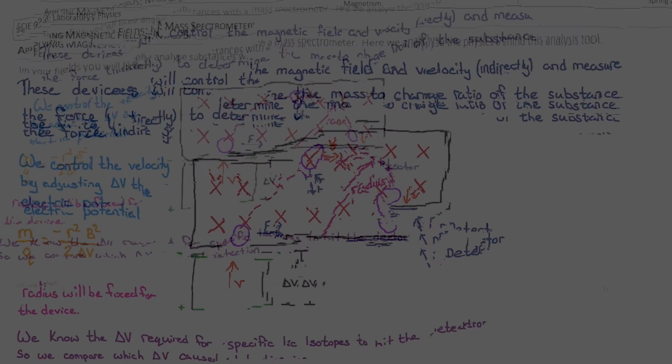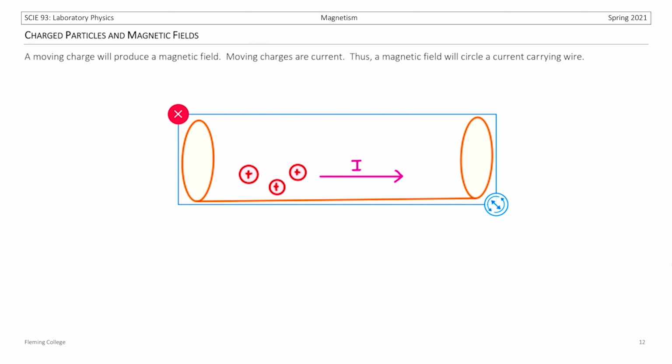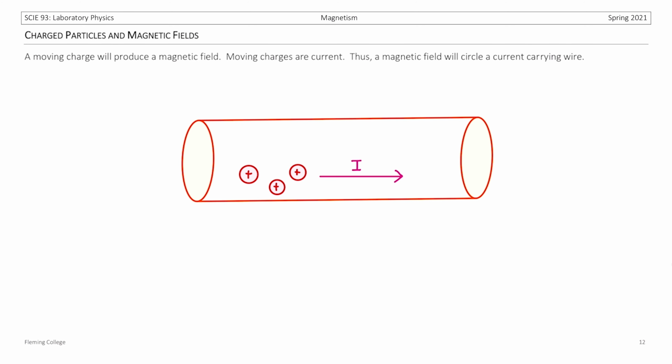One concept that's not immediately evident is that a moving charge will produce a magnetic field. Remember, moving charges are current. Thus, a magnetic field will circle a current carrying wire. So if we look at a wire that's carrying conventional current, the movement of positive charges, then the direction of the field is found with our friendly right-hand rule.